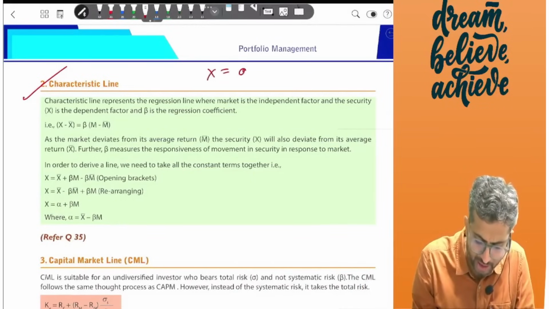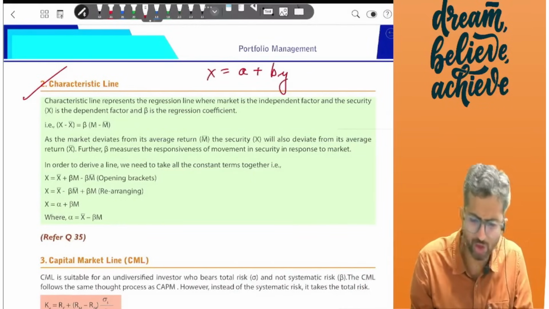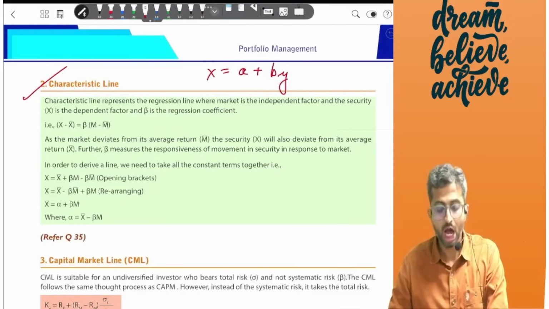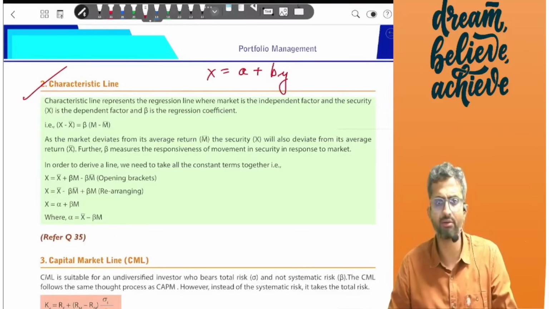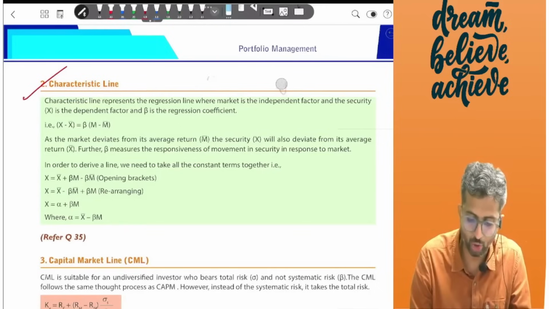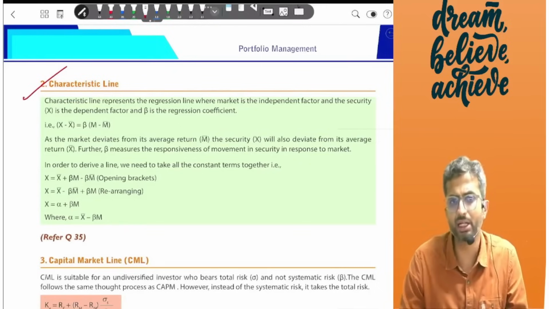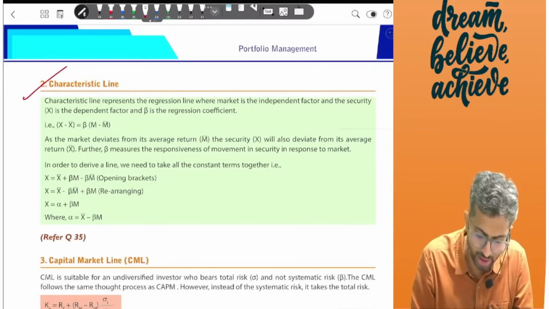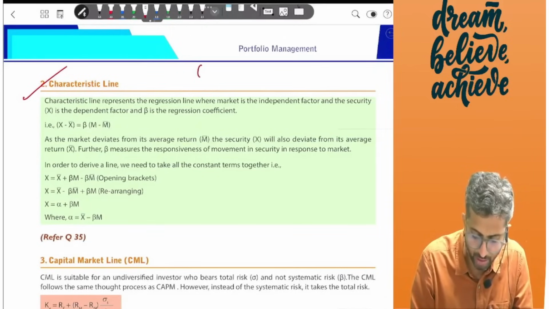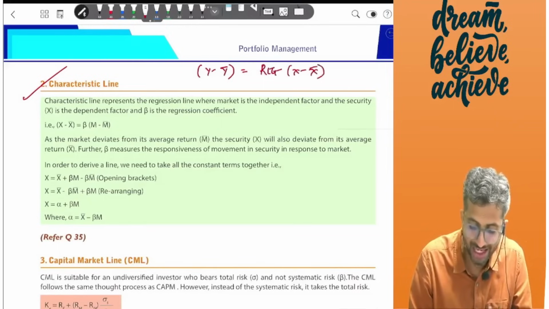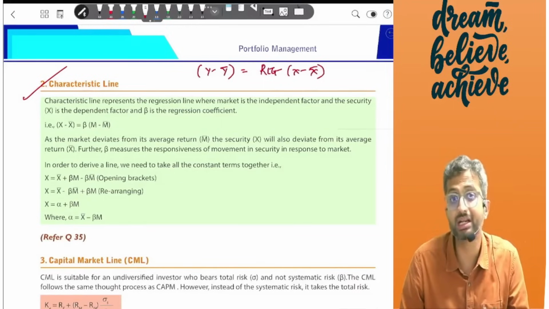The equation of a line is generally y is equal to a plus bx. This is the equation of any line. But how will you find a over here? How will you find b over here? So over here you use a regression concept. Under the regression concept, let's say market is an independent factor, security is a dependent factor. So if I look at the regression equation, it is, let us say, y minus y bar equals a regression coefficient into x minus x bar. Now x over here is an independent factor, y over here is a dependent factor.